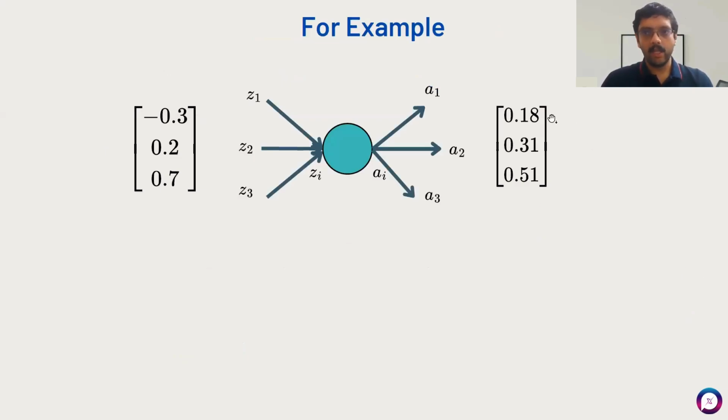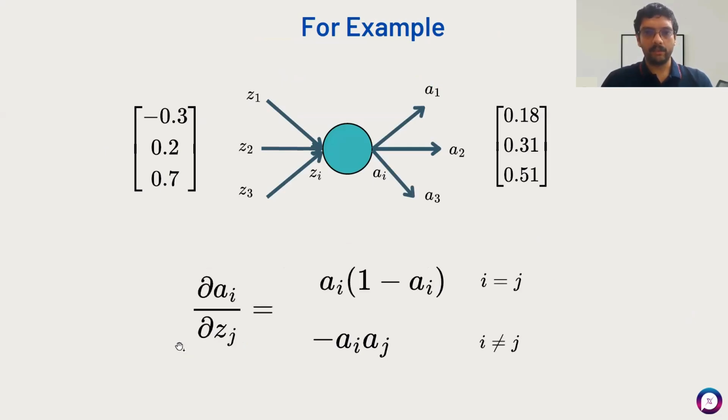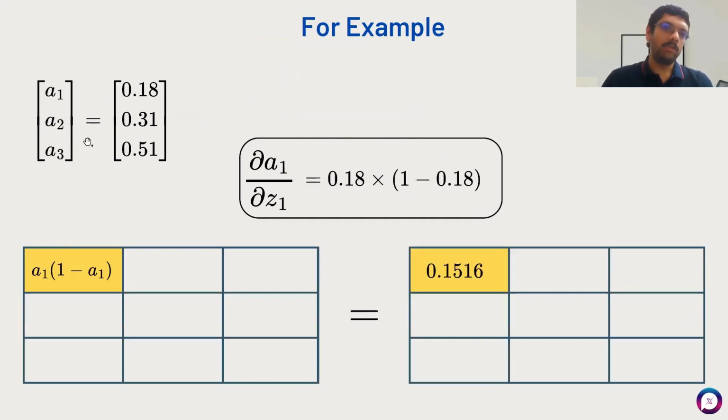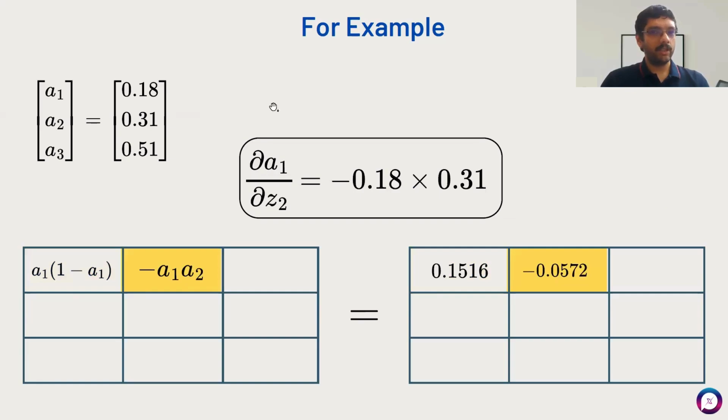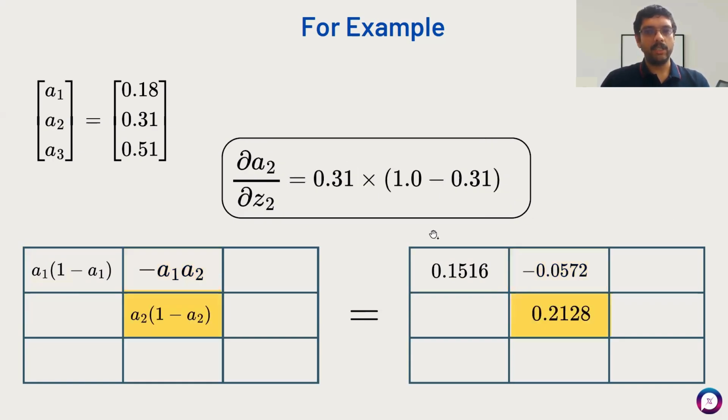Take this input. We've got the output of the softmax, and we know how this works. The first term here, it's a 3 by 3 because we're looking at a 3 by 3 example, is A1 times (1 minus A1), which is 0.18 times (1 minus 0.18), which is 0.1516. The second term here, which is dou A1 dou Z2, is minus 0.18 times 0.31, which we have here. What about the second term here? You can fill in the rest. Try it out. It'll be interesting.